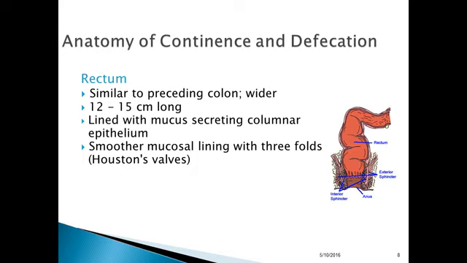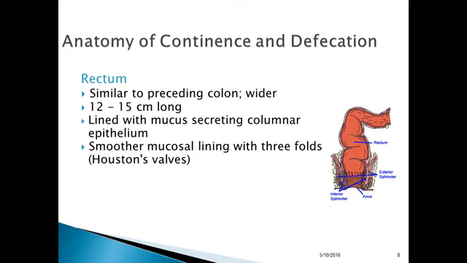The rectum is much shorter than the other parts of the intestine, measuring only about 12 to 15 centimeters or 6 inches in length. It extends from the sacral promontory to the anal rectal ring. It has three curves corresponding to the three valves of Houston that divide the rectum into three parts: upper or superior, middle, and lower or inferior.